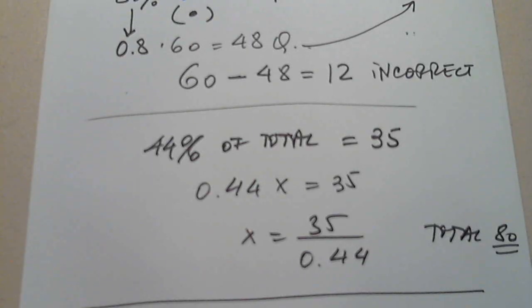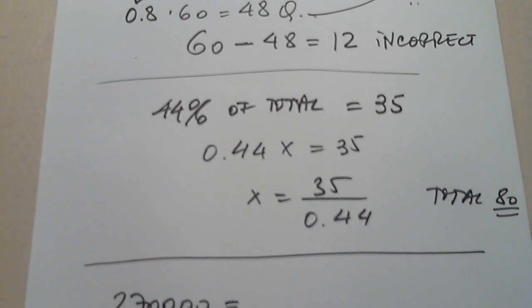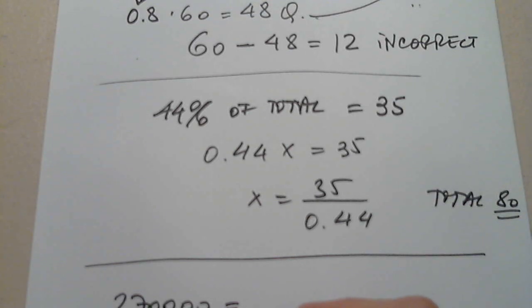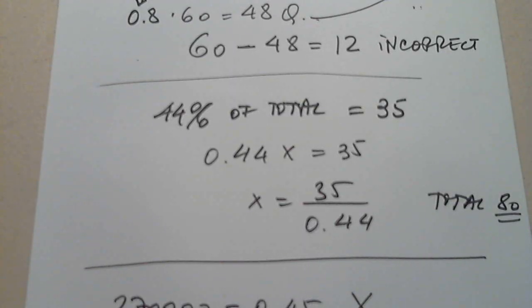So 270,000 is 45% of the total. How do I write this? 45% of the total: 0.45 x. That's it. So then x is 270,000 over 0.45.